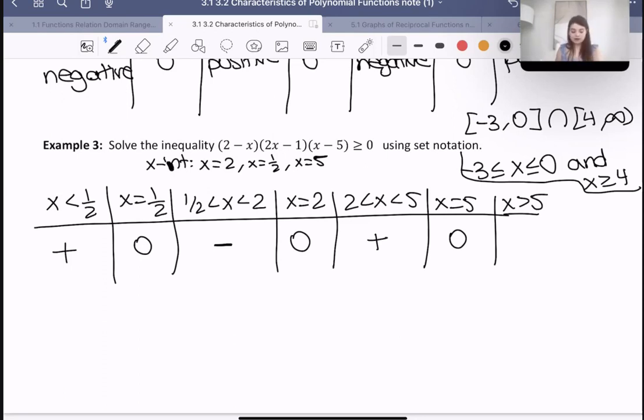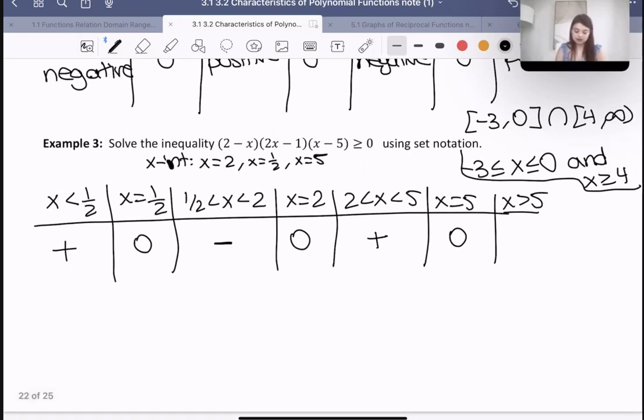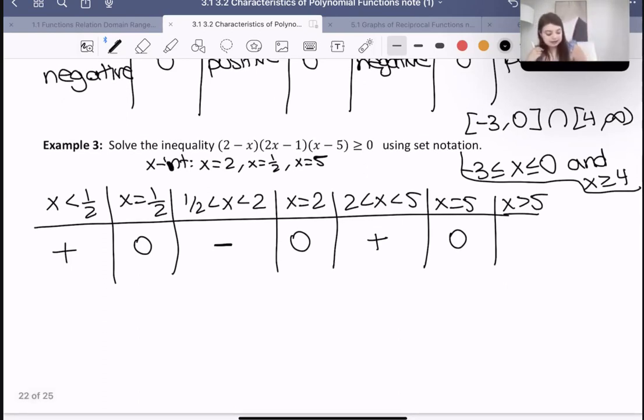And then when x is greater than 5, we're going to end up with 2 minus 6, let's say. Let's just choose 6. 2 minus 6 is negative 4, which is a negative. Then we have 12 minus 1, which is 11, which is a positive. And then 6 minus 5, which is also a positive. So we have two positives times a negative, which means the entire interval is negative.